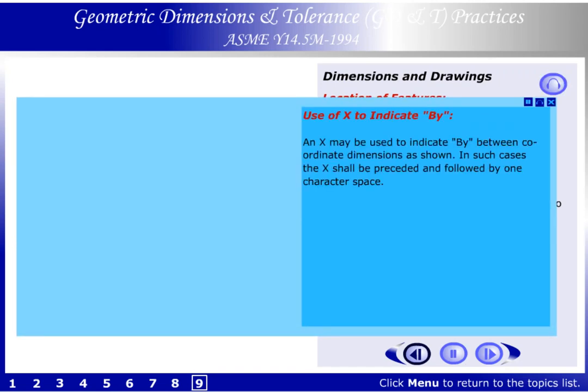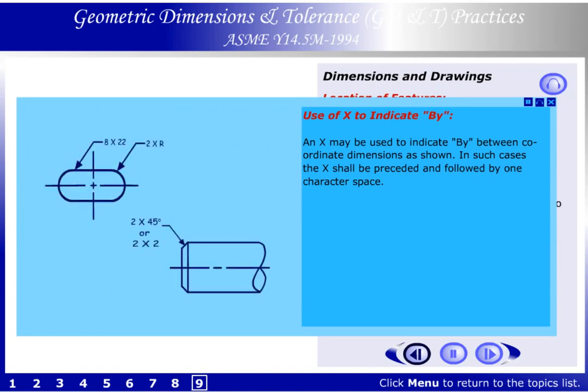Use of X to indicate by. An X may be used to indicate by between coordinate dimensions as shown. In such cases, the X shall be preceded and followed by one character space.